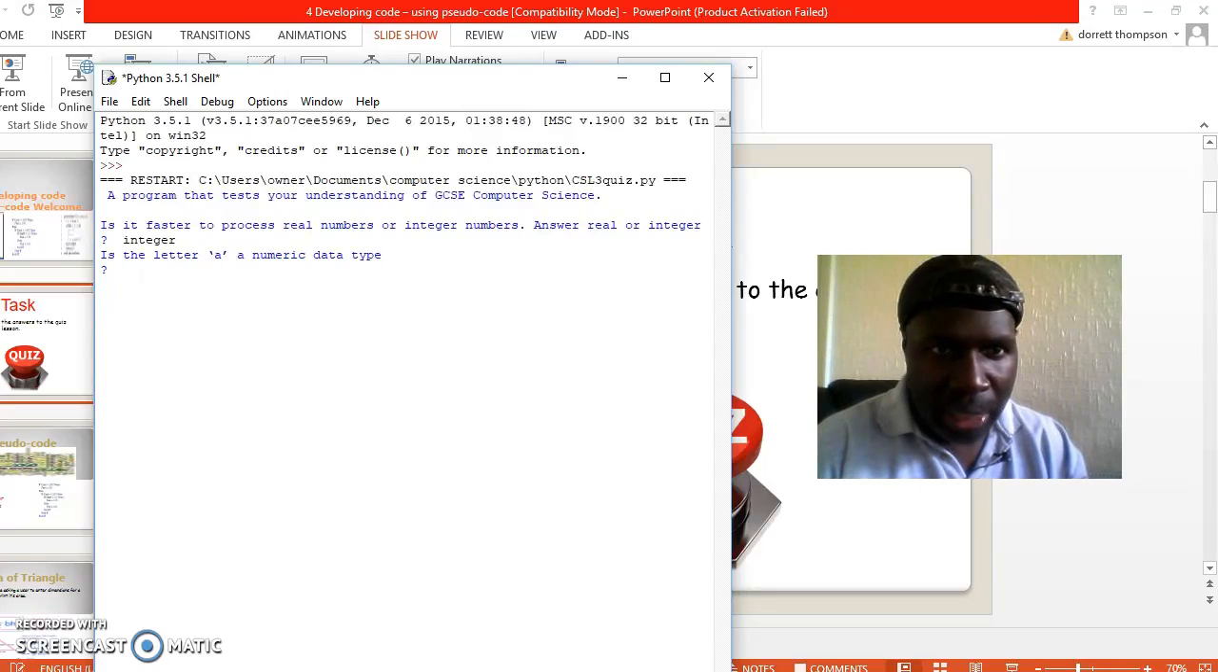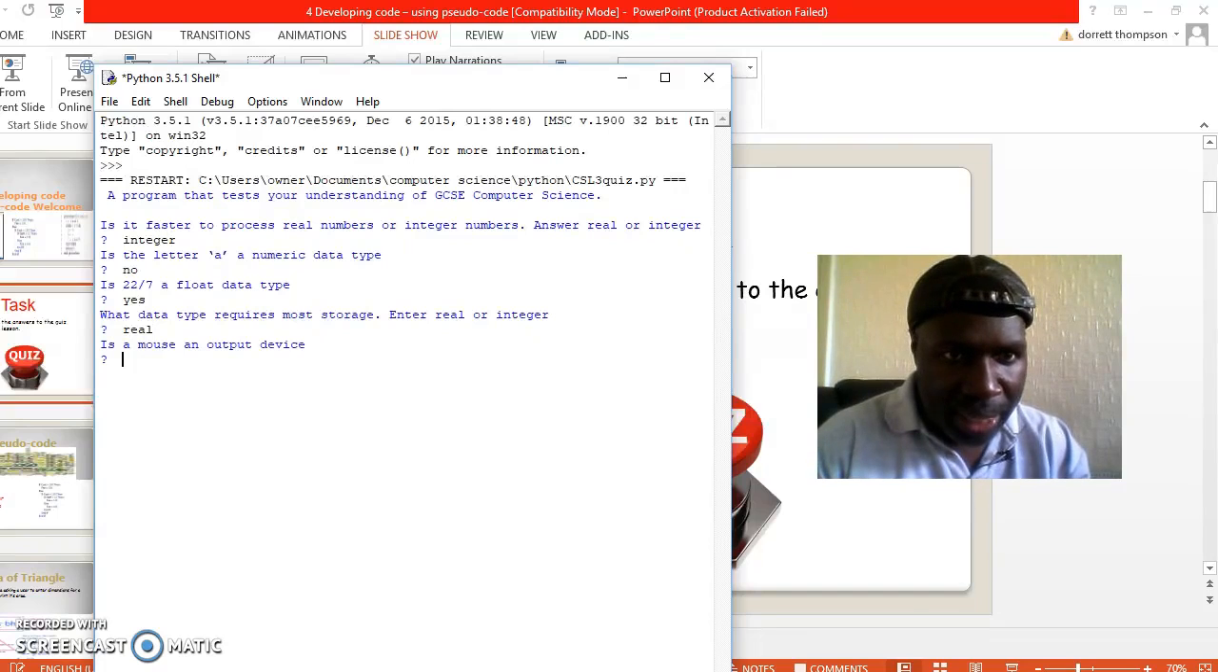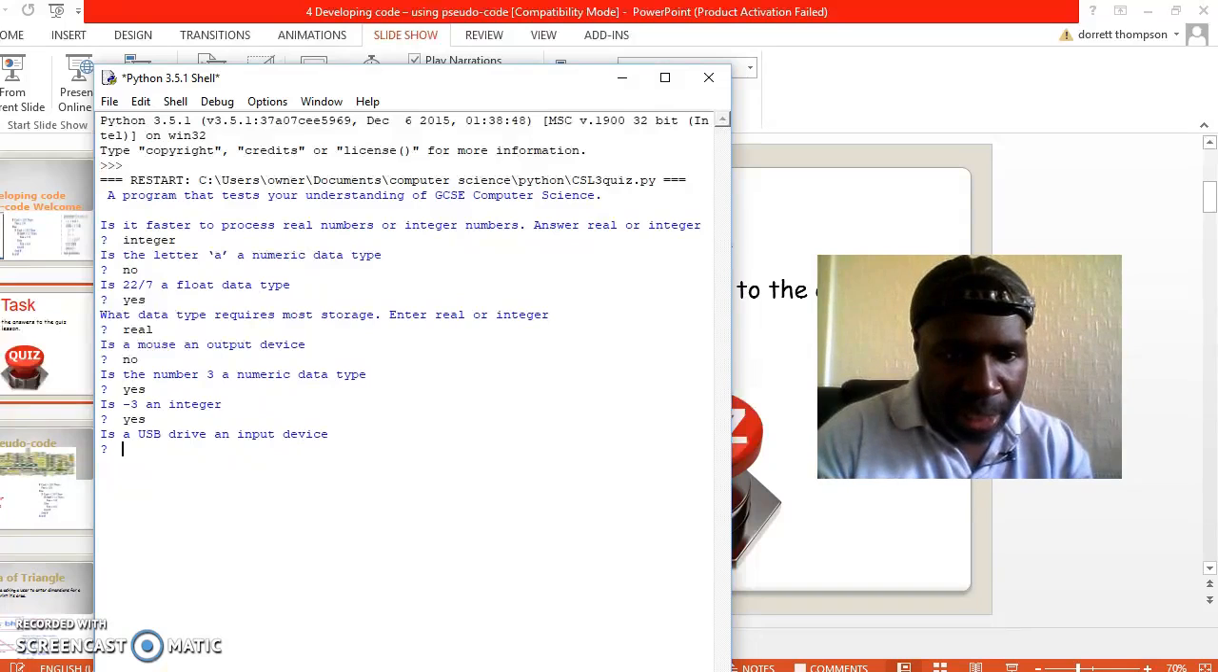Is the letter A a numeric data type? It's enclosed in quotation marks, so the answer is no. Is 22/7 a float? The answer is yes. What data type requires the most storage, real or integer? The answer is real, because real numbers are bigger than integer numbers. Is a mouse an output device? The answer is no, it is an input device. Is the number 3 a numeric data type? Yes, it is. Is -3 an integer? Yes. Is a USB drive an input device? Yes. Is 3.14 an integer data type? No, it's a float because it has a decimal point.